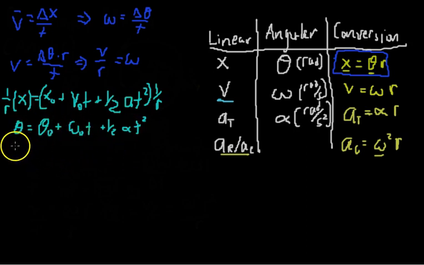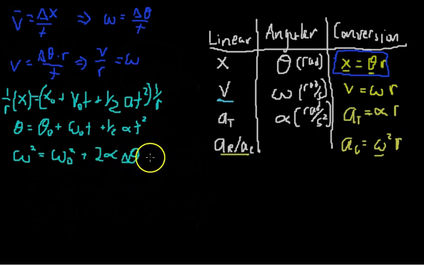You can also imagine then that if you have the v squared equals v naught squared plus 2a delta x, we could replace that with, instead of v squared, omega squared equals omega naught squared plus 2 alpha delta theta. So this would be another kinematics formula that we would have at our disposal.